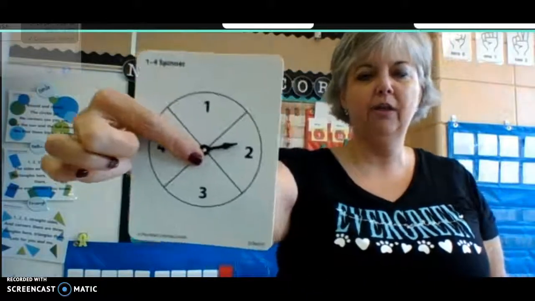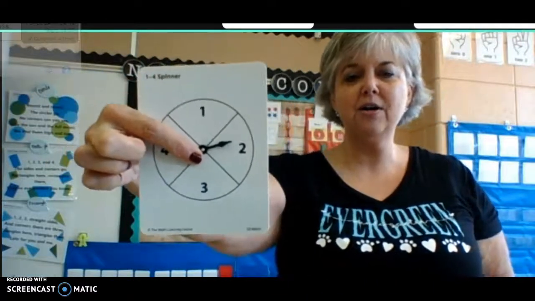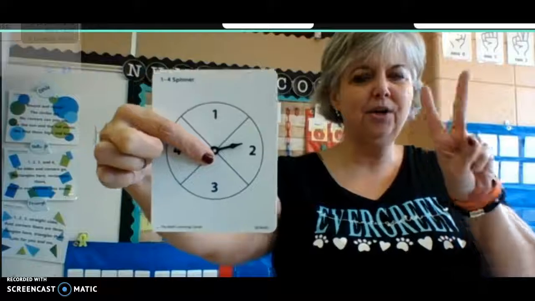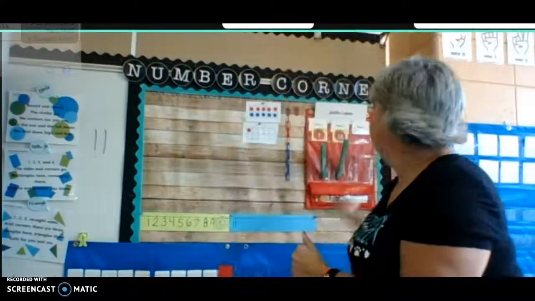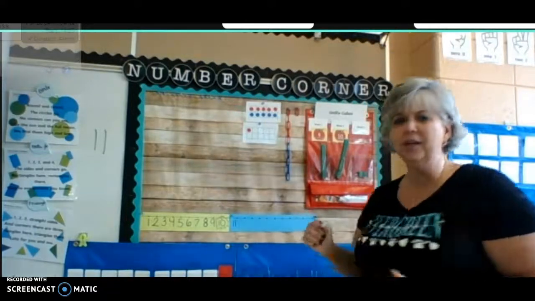Now, we're going to spin. Boop. And we end up with, show me on your fingers. That's right, 2. So I need to count out 2. And Miss B discovered she should have been using her 10 frame card, but it's easy. 1, 2. 1, 2. So these are going to go into week 3. Wow, week 3 of school.